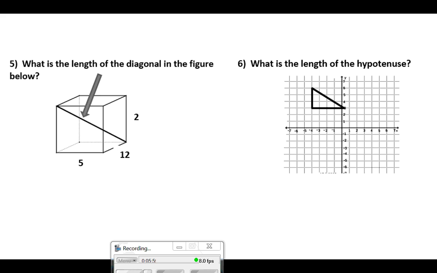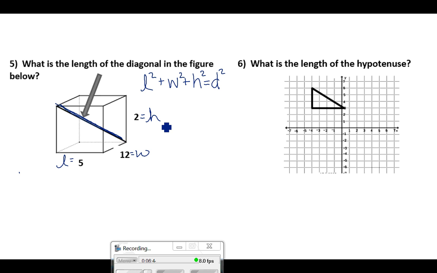Question 5. What is the length of the diagonal in the figure below? We have a formula for this one, and it is l squared plus w squared plus h squared equals the diagonal squared. So we have length, width, and height of the cube is going to equal the diagonal, which is right here, inside of the cube. So we have the length, the width, and the height. And it doesn't have to be accurate because we're given the measurements. So now we can substitute them into our formula.